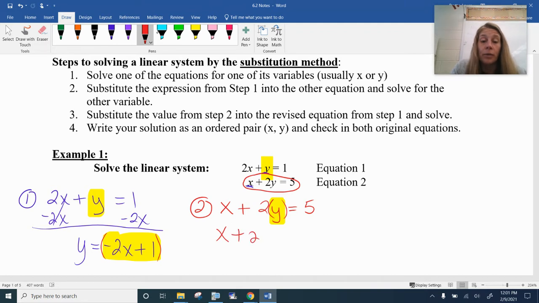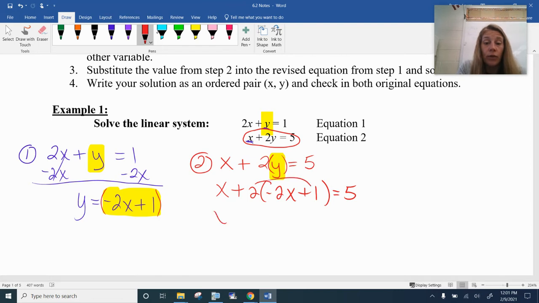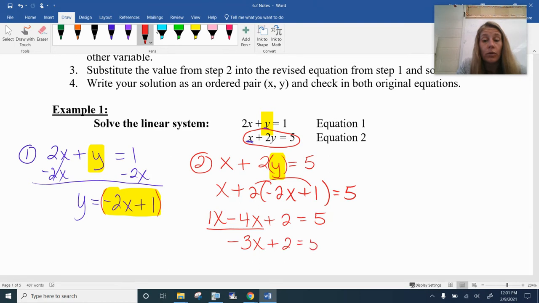Now, when I do that, I now have an equation with only one variable in it, just an x variable. So now I can actually solve and get a value for that x, which is what I'm going to do now. So using your normal strategies for solving an equation, like distributing to get rid of our parentheses, we would have negative 4x plus 2. Then we would want to combine our like terms. So this is really a 1x here. So 1 minus 4 would give me negative 3x plus 2 equals 5.